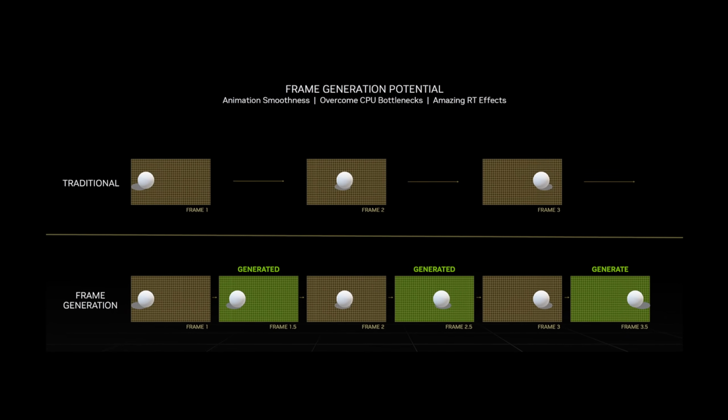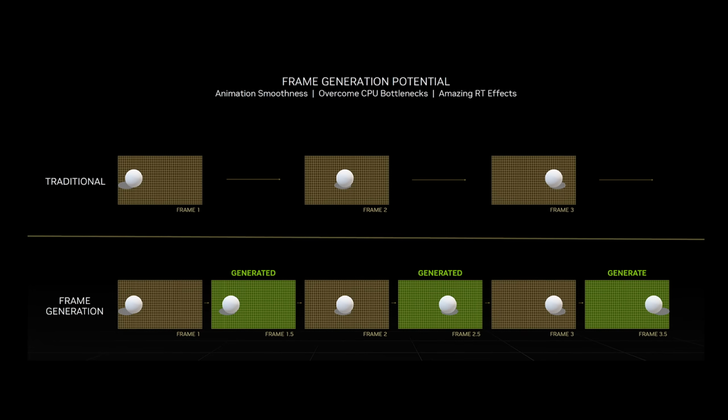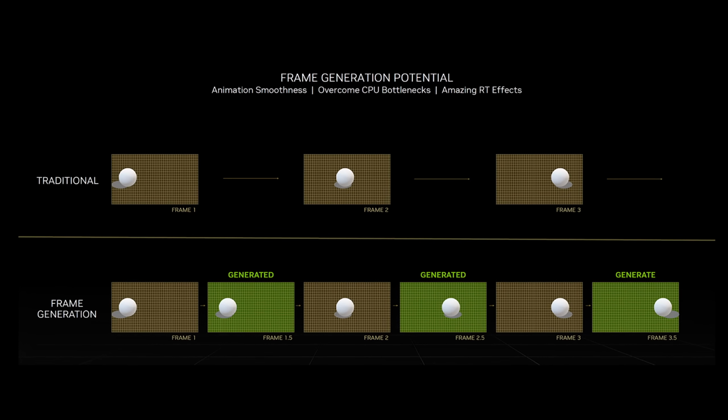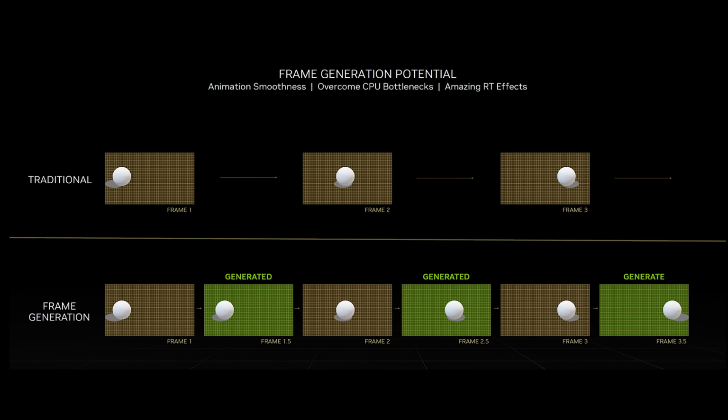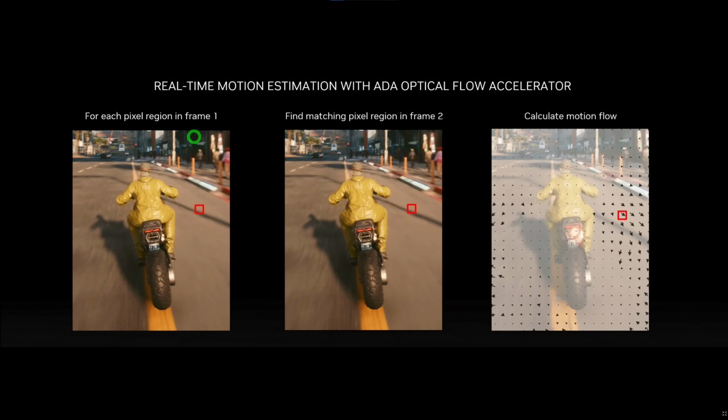It uses machine learning to analyze sequential frames and motion data using optical flow hardware and adds new frames in between the ones your GPU has already rendered, potentially doubling your frame rate without any upscaling. It's making an educated guess on what the next frame should look like based on the previous frame and motion vectors provided by the engine.